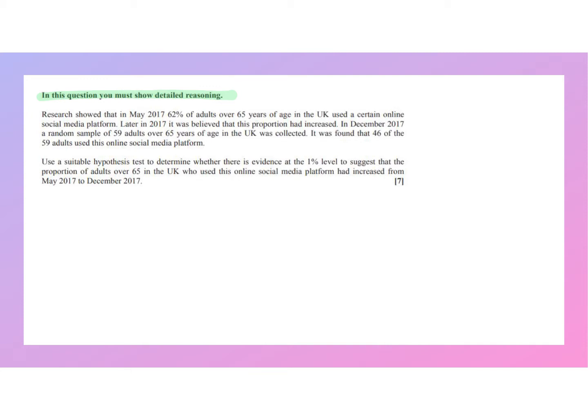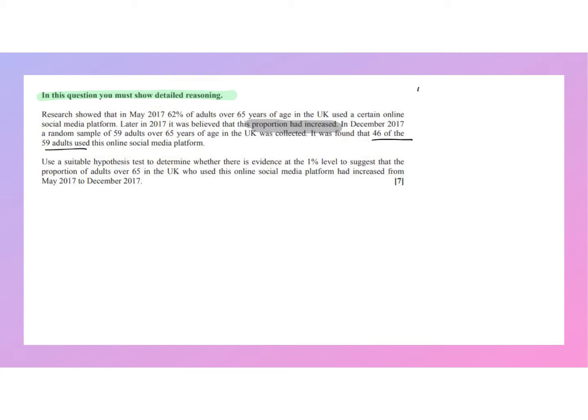Research showed that in May 2017, 62% of adults over 65 years of age in the UK used a certain online social media platform. Later in 2017, it was believed that this proportion had increased. In December 2017, a random sample of 59 adults over 65 years of age in the UK was collected. It was found that 46 out of the 59 adults used this online social media platform.